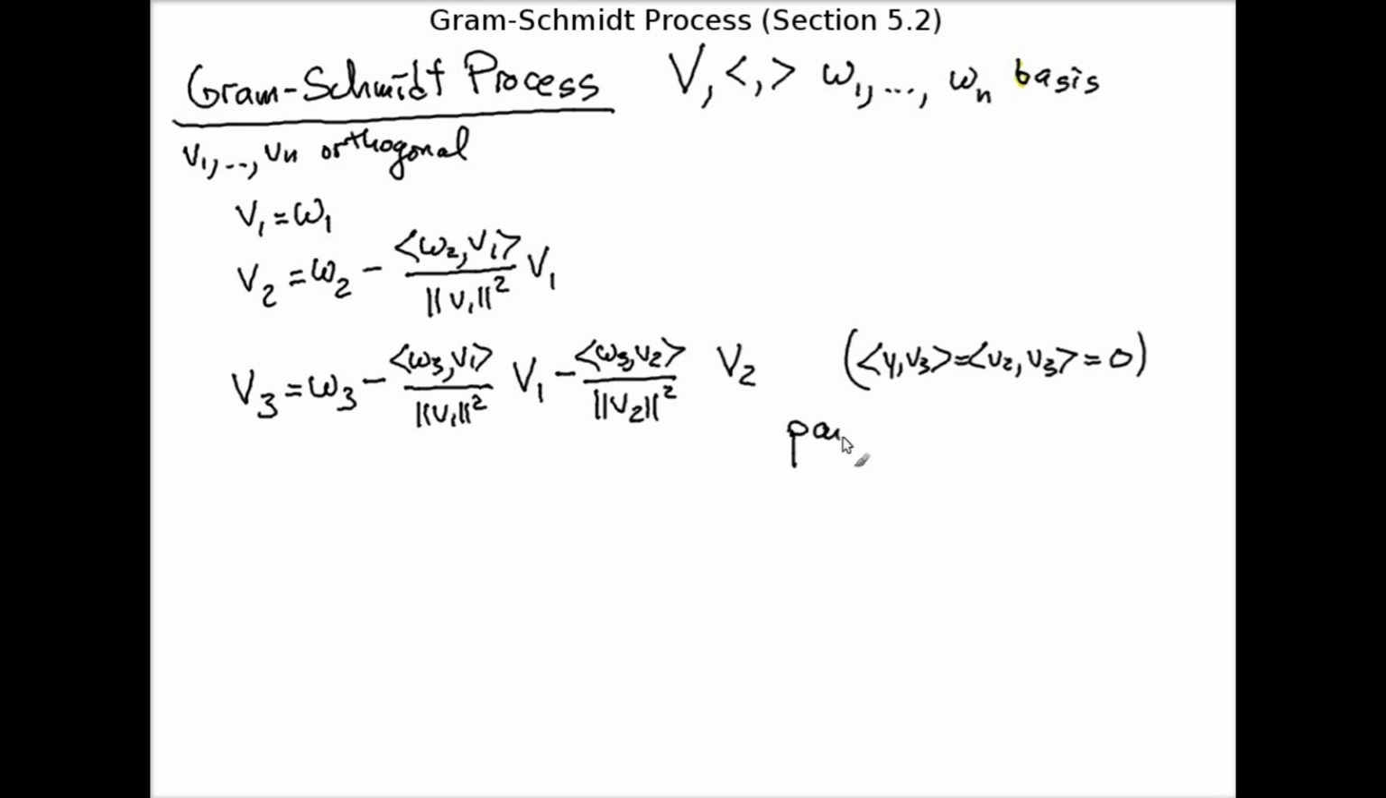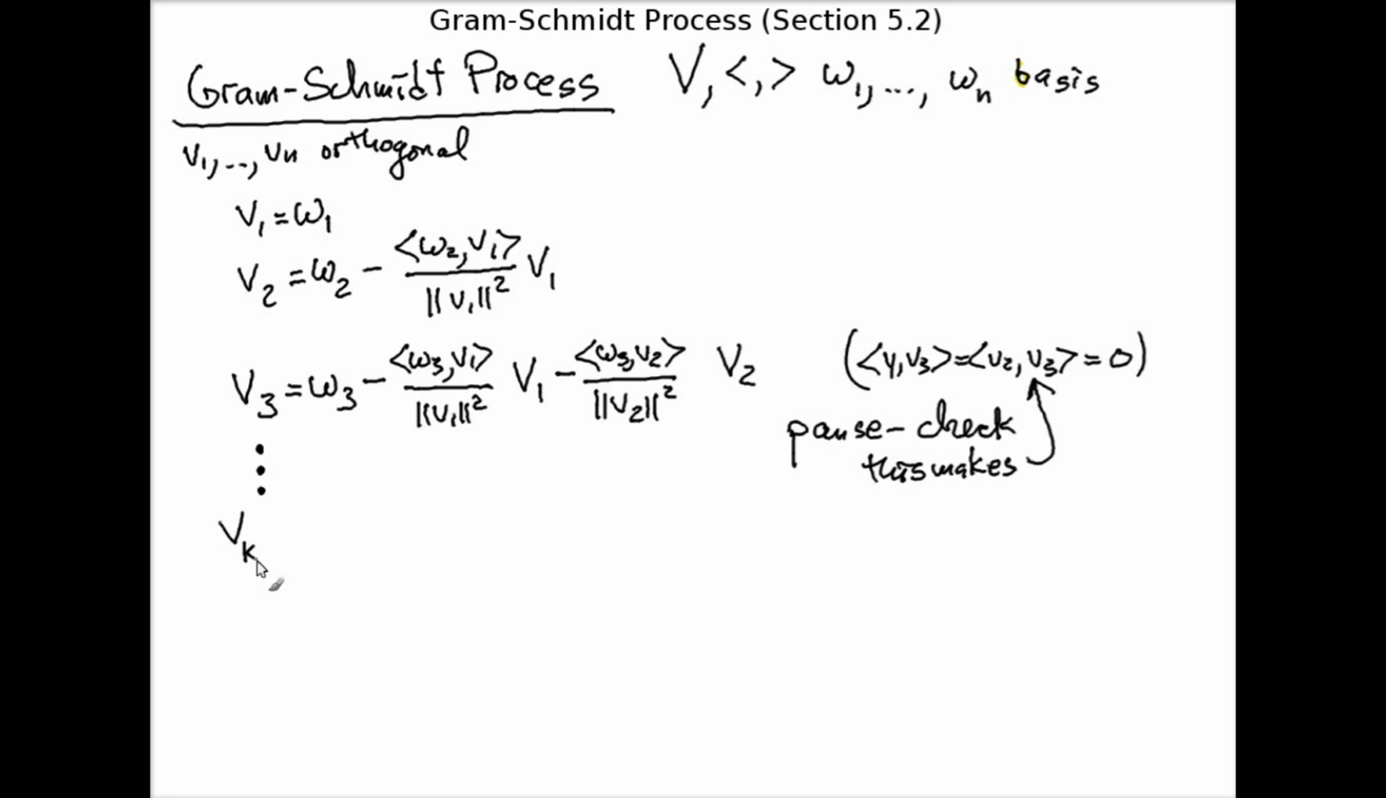So I suggest that you pause the video here and you check that with this choice these conditions hold. That this vector V3 is perpendicular to V1 and perpendicular to V2. All right, good. I'm glad you checked that. Let's write down the general formula.